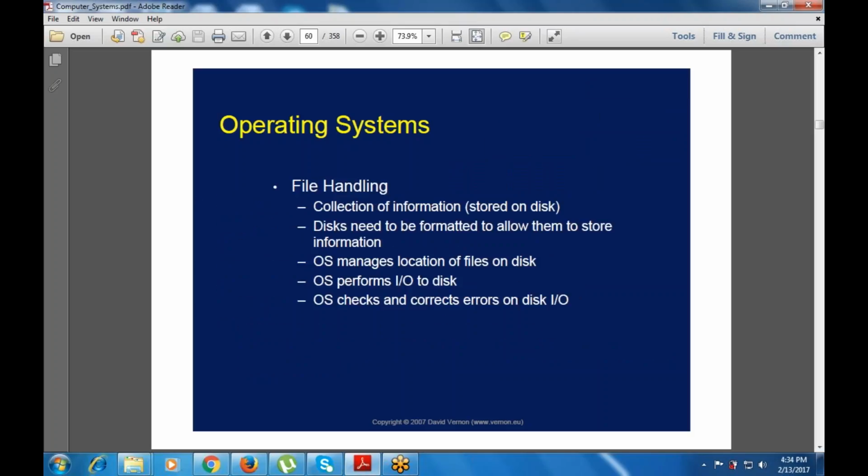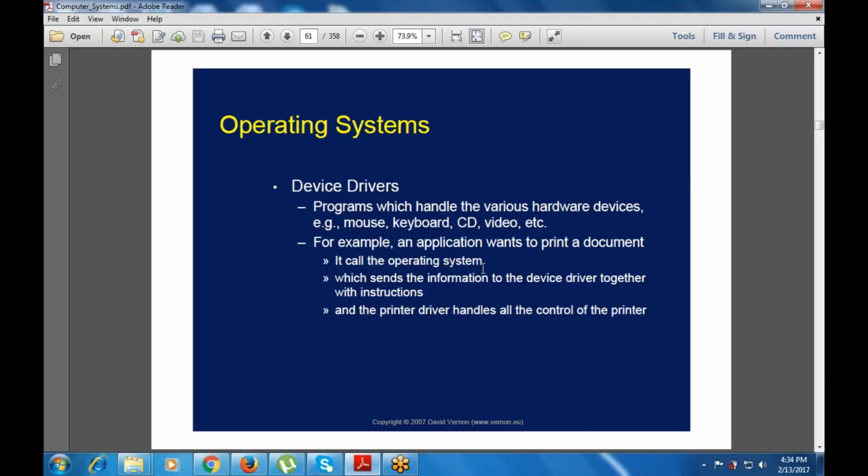Now, first is the file handling. This is the collection of the information that is stored on a disk. The disk needs to be formatted to allow it to store the information. The operating system manages the location of the files on a disk, and the OS also performs input output to the disk. The OS checks and corrects the errors on the disk input output.